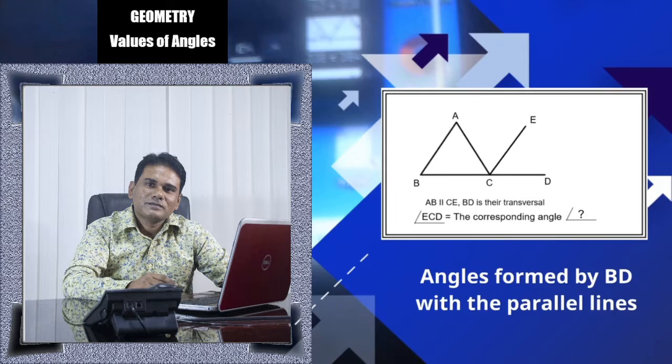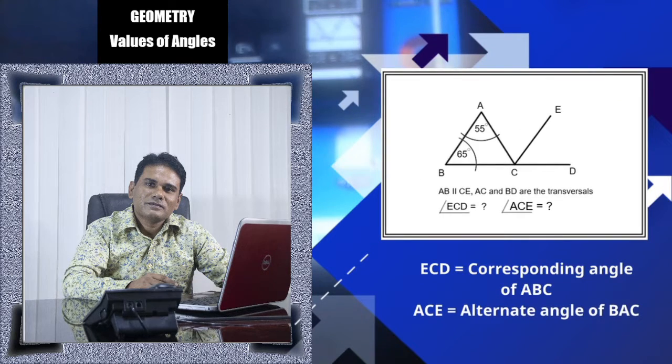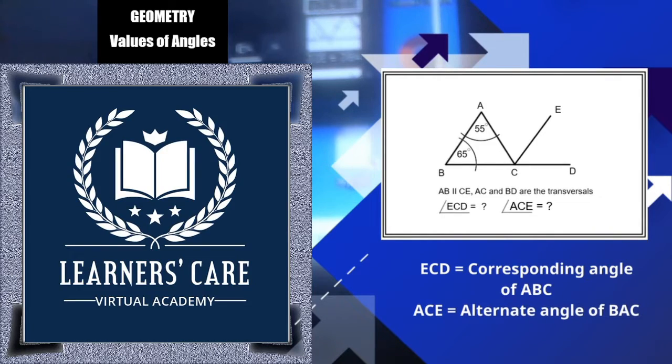Over here in this diagram, the values of two angles inside the triangle are given, and you have to find out the value of two particular angles. First one is the corresponding angle of ABC, and the second one, which you have to find out, is the alternate angle of BAC, and will have equal values.